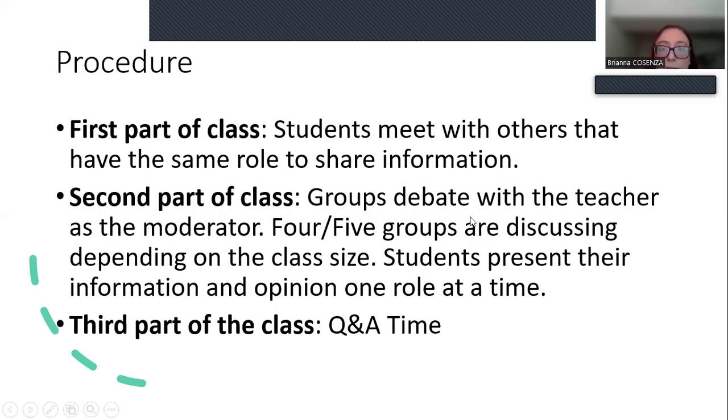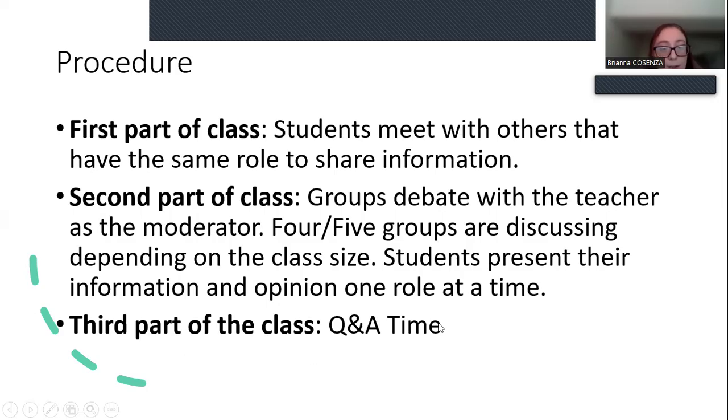Then the second part of the class is when I have the debate happening. I do have a big number of students in my class, so I have between 4 to 5 groups. I'll be walking around the room, monitoring and listening for their reasoning and support and their participation. And the students will present by role, one at a time in order.